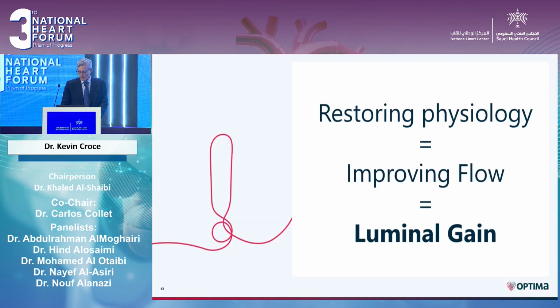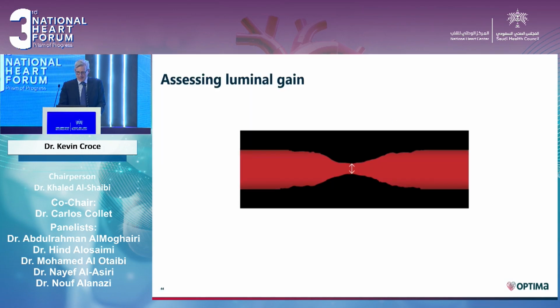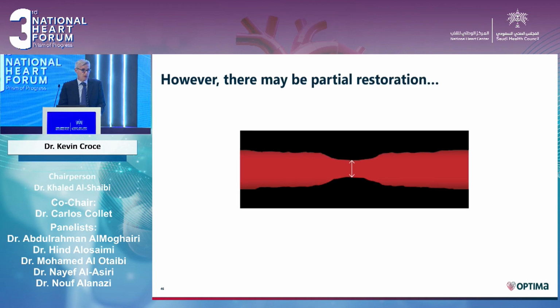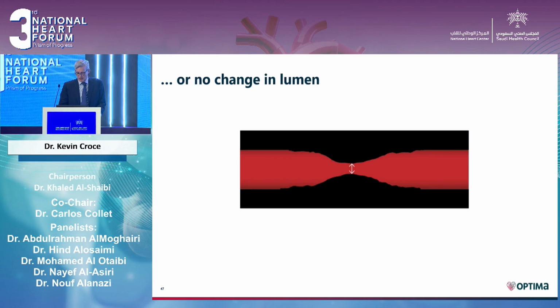As spoken about earlier, we want to restore physiology, which means improve flow, and this is commensurate with getting adequate luminal gain. And so assessing luminal gain in terms of being able to completely restore the size and shape of the lumen is done by modifying calcium and then stenting to avoid recoil. However, there may be partial restoration. This is where we have stent underexpansion, with, at least in our practices, a lot of the reason why people come back with failed stents, or no change in the lumen whatsoever.